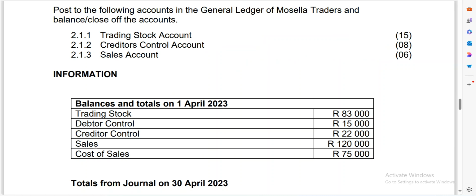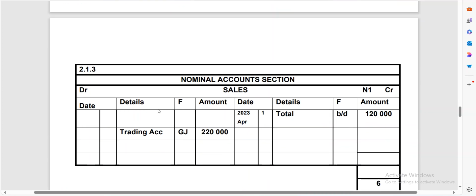Next account that we have is your sales. Your sales, if you look at this, is given to you here, and they are saying that your sales increases on the credit side, hence you have the total brought down on the credit side.